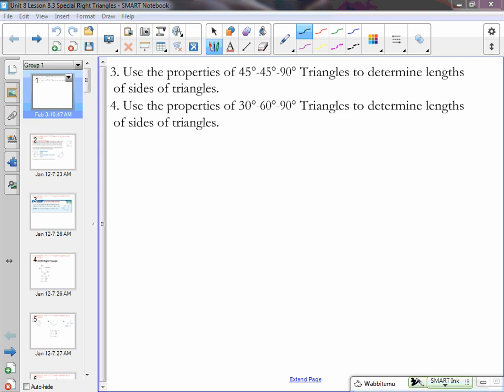Now, in a 45, 45, 90, since two of those angles are congruent, doesn't that mean two of the sides are congruent? So the legs are congruent in a 45, 45, 90. That's the only isosceles right triangle. So you'll hear these described different ways. It's a 45, 45, 90. It's an isosceles right triangle. It's a right triangle where the legs are congruent. That's what we're going to concentrate on today. Tomorrow, we'll deal with the 30, 60, 90.